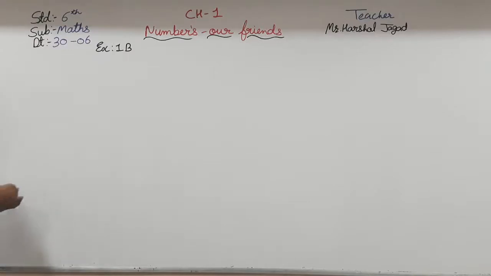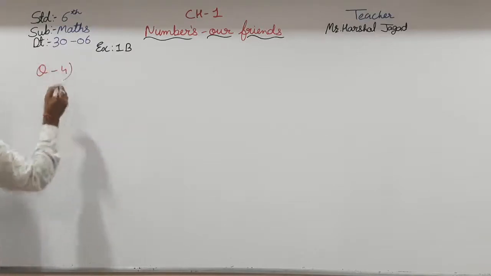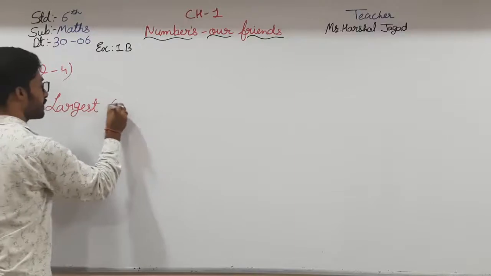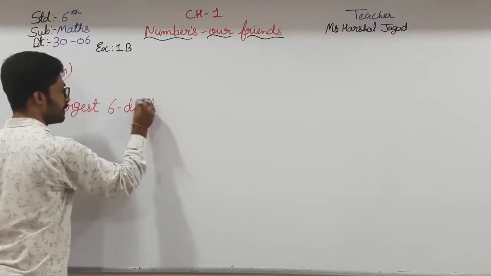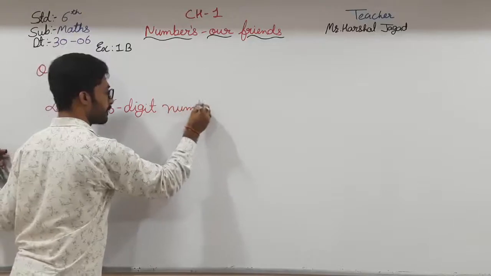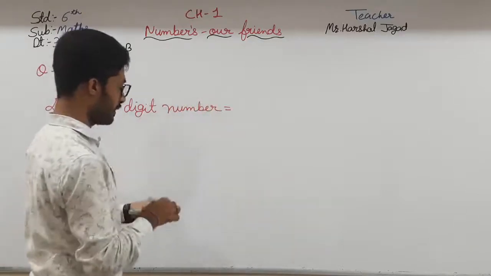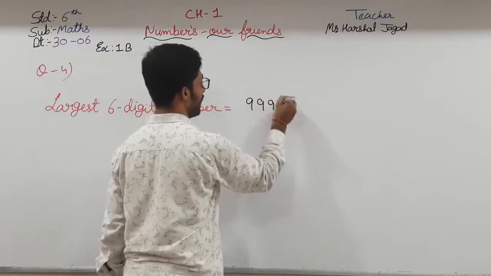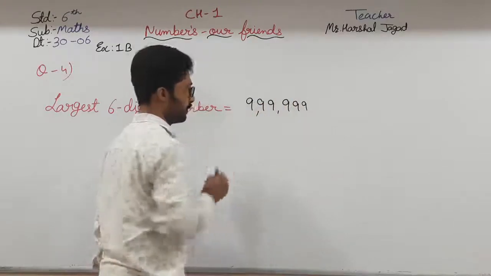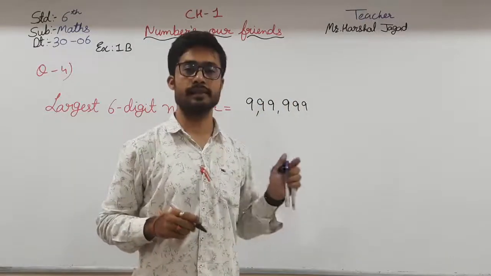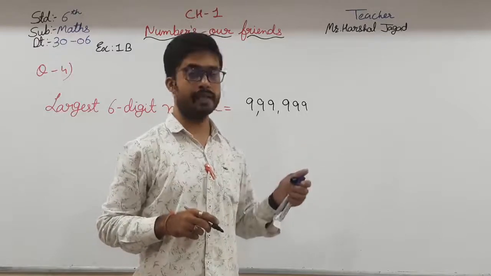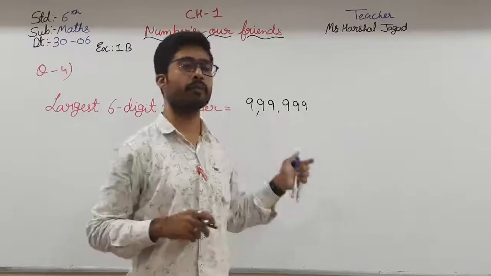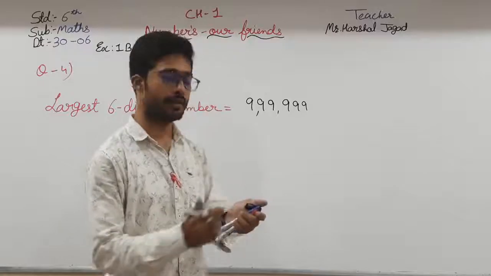So here in question number 4, the largest 6-digit number is 99999. So this is the largest 6-digit number. In the 8-digit numbers question, we subtracted the largest 7-digit number. So from here we will subtract the largest 5-digit number.